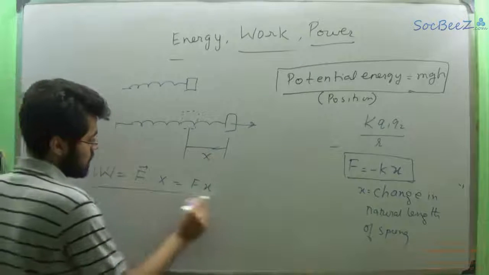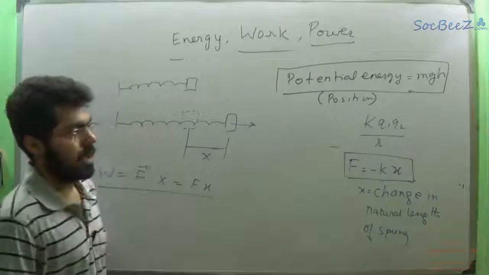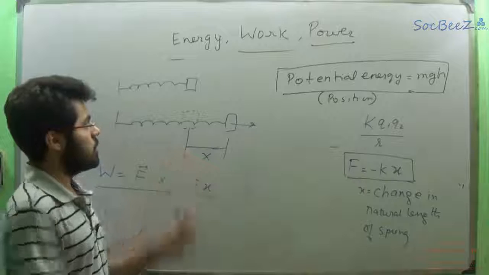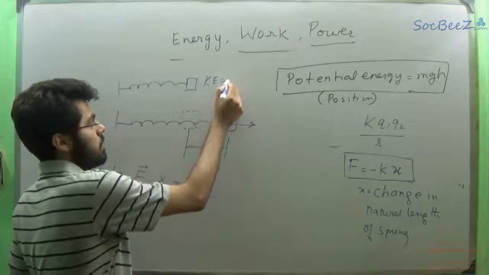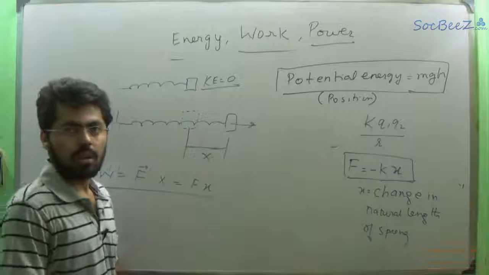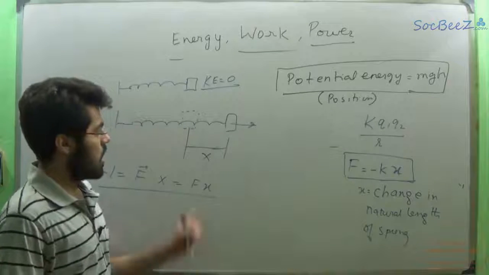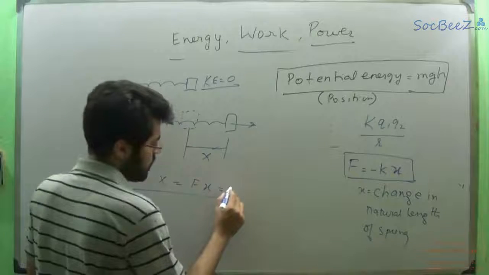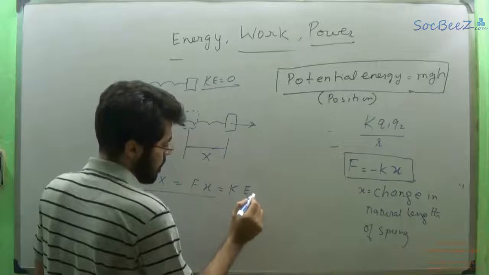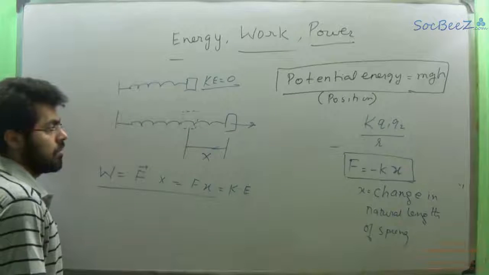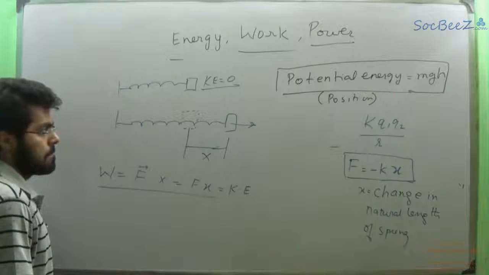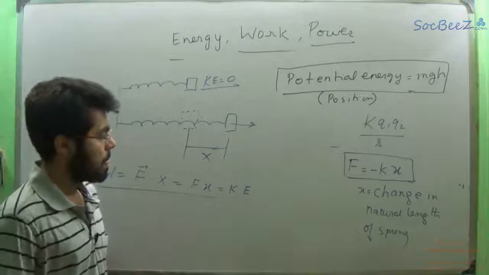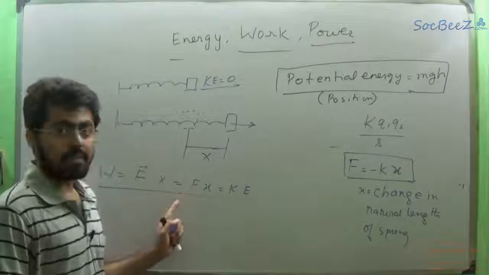So what is this work bringing? It means there should be kinetic energy. So initially, what was the kinetic energy? The object was at rest, so 0. But at this point, what will the kinetic energy be? Kinetic energy will be simply Fx. Will it be, or will it not be? Is there a mistake here?